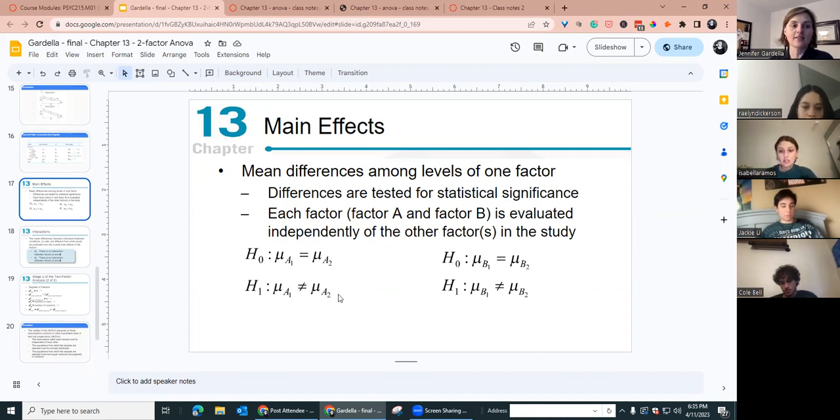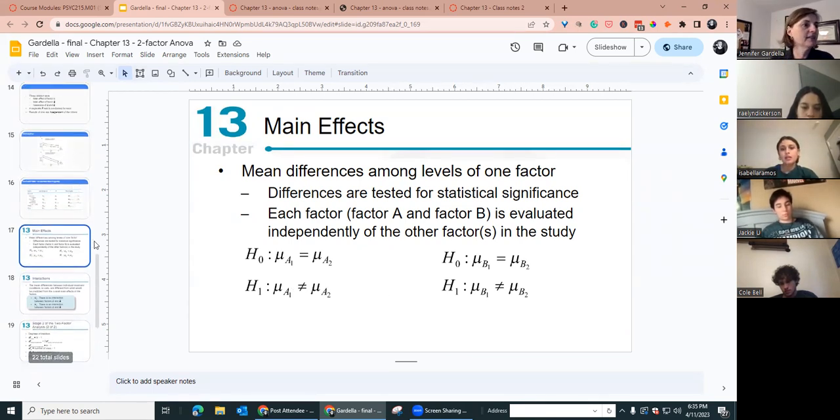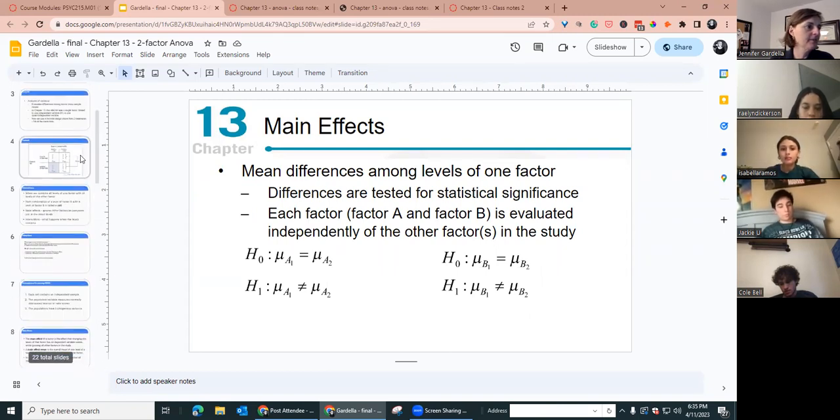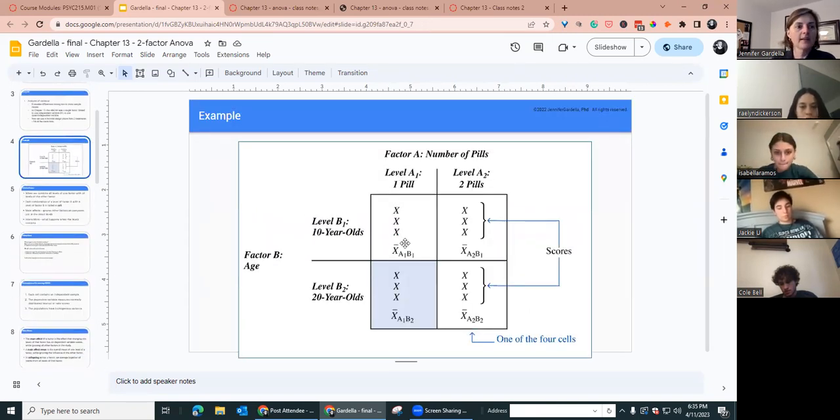H sub 1 says there is a difference. So these are equal. You can even put a little 0 here. There's no difference. H sub 1, mu sub A1 is equal to mu sub A2. Just so you know where they come from, that would be the mean of A1 and the mean of A2. This is the main effect of A. Is there a difference between getting one pill or getting 2 pills? That's what that does.